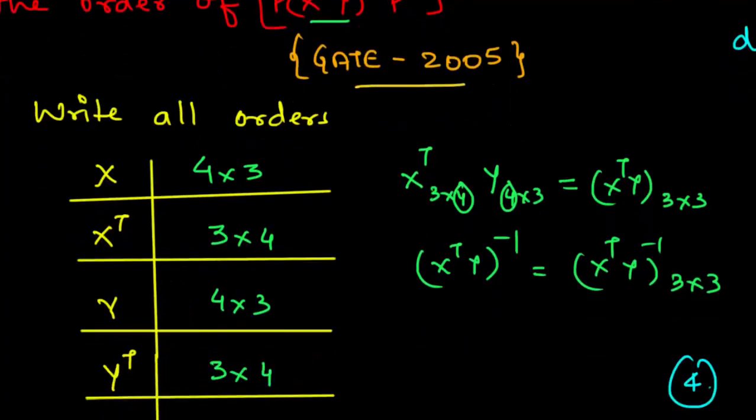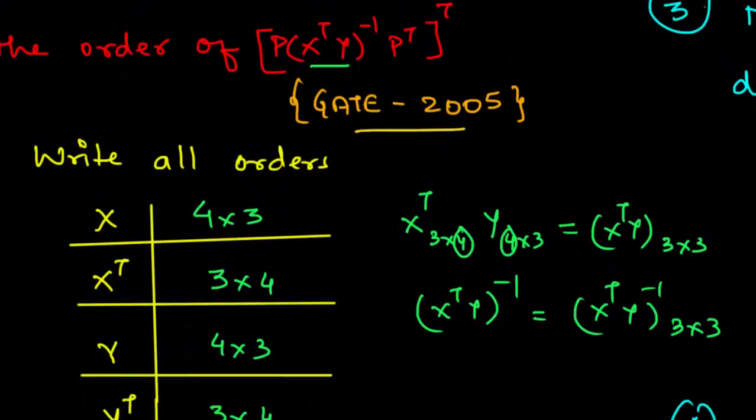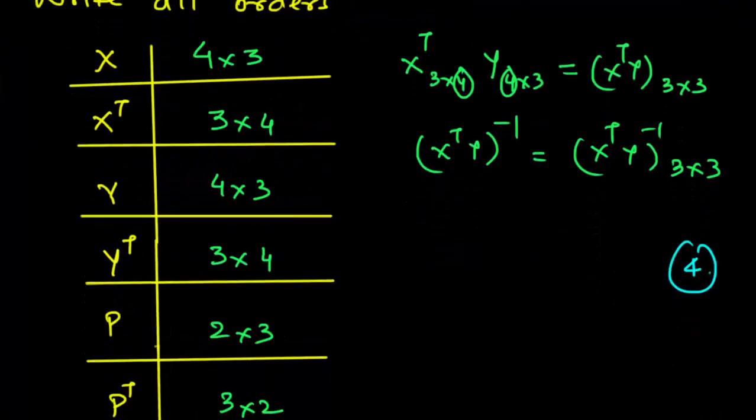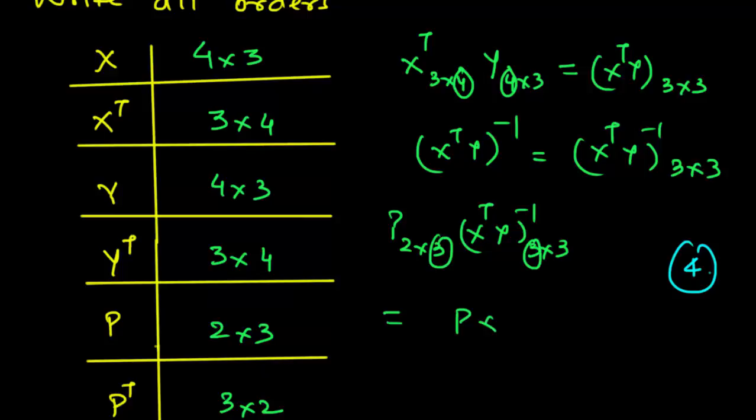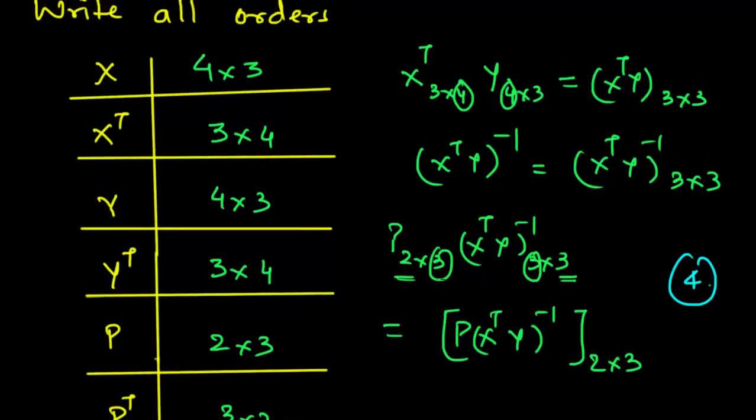Okay, next we'll multiply it with P. So P has the order 2 cross 3. P, 2 cross 3, is multiplied with X transpose Y inverse, that is 3 cross 3. So 3 and 3 are the same, so we will get P times X transpose Y whole inverse, and this will have order of 2 cross 3. So whatever is left, just remove all these, and whatever is left you just have to write the order. So 2 and 3.